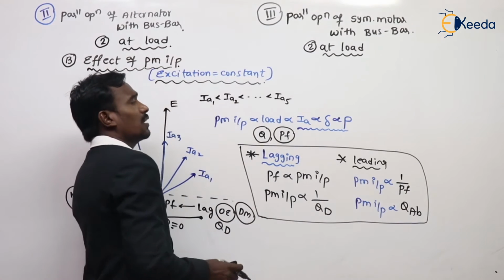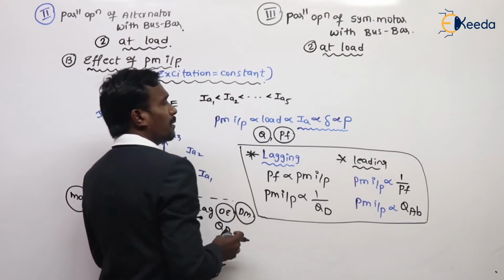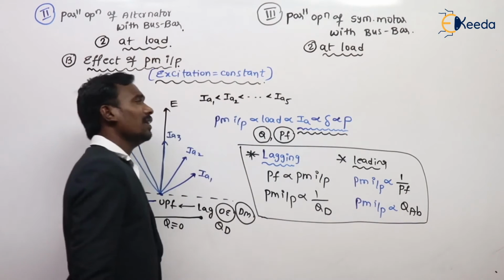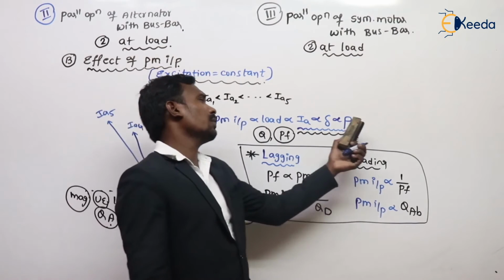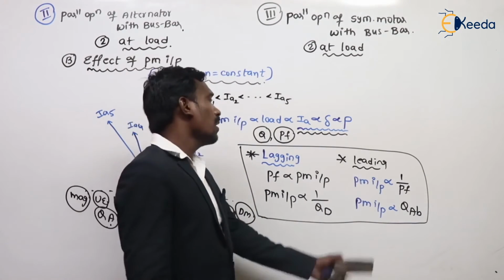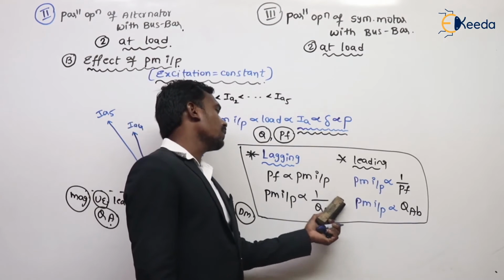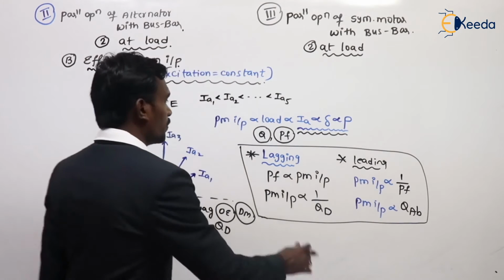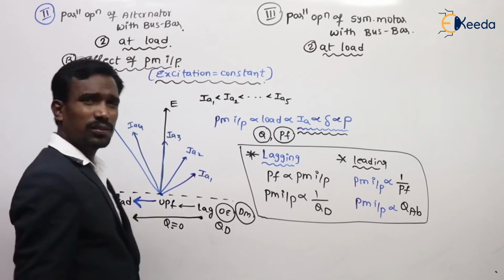Other than that, you should remember another 3 points: armature current, load angle, and power. These are common for lagging and leading, for motor and generator, as I said already. But here you have to remember only power factor and reactive power. You should remember this, because they will ask you questions.